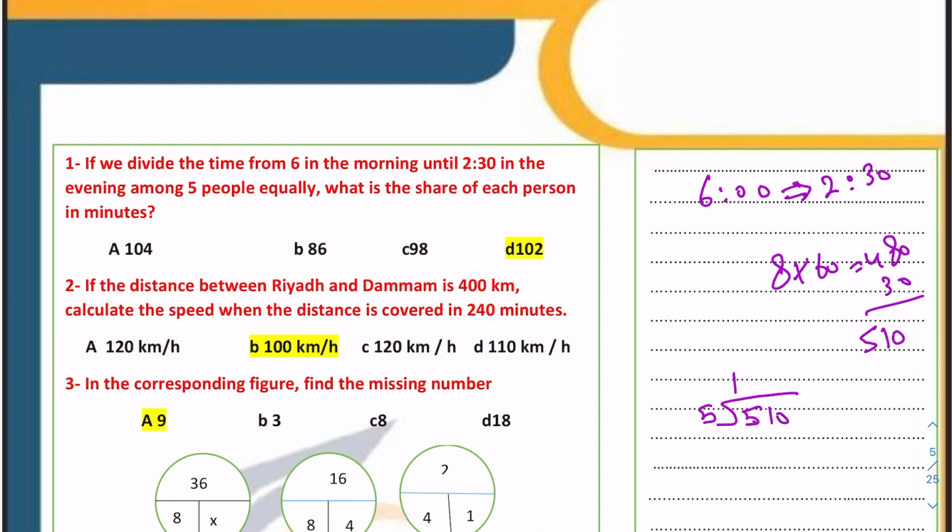5 divided by 5 is 1. 1 times 5 will be 5. I will subtract, it will be 0. I will drop 1. 1 divided by 5 cannot be. I will put 0 and I will drop the next digit. 10 divided by 5 is 2. It's 102.